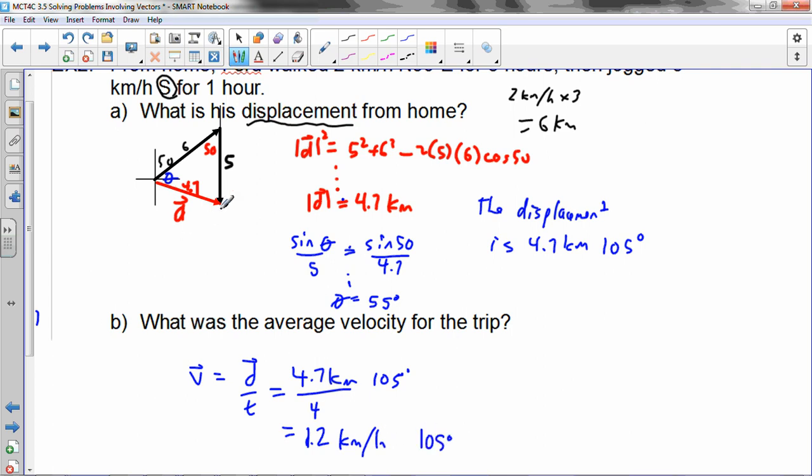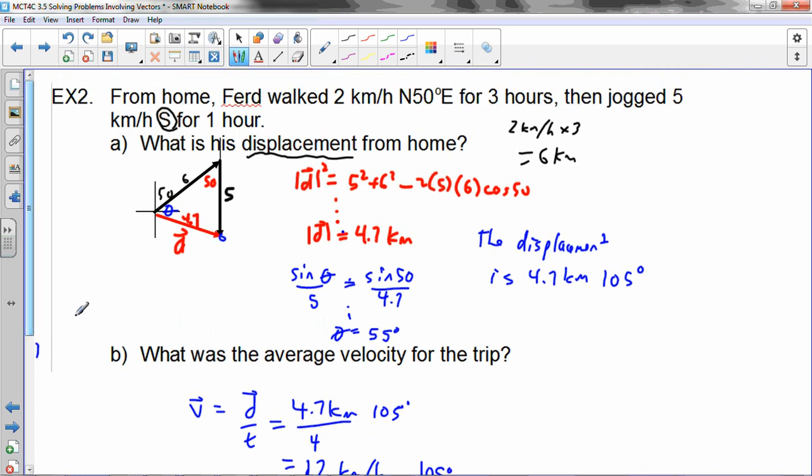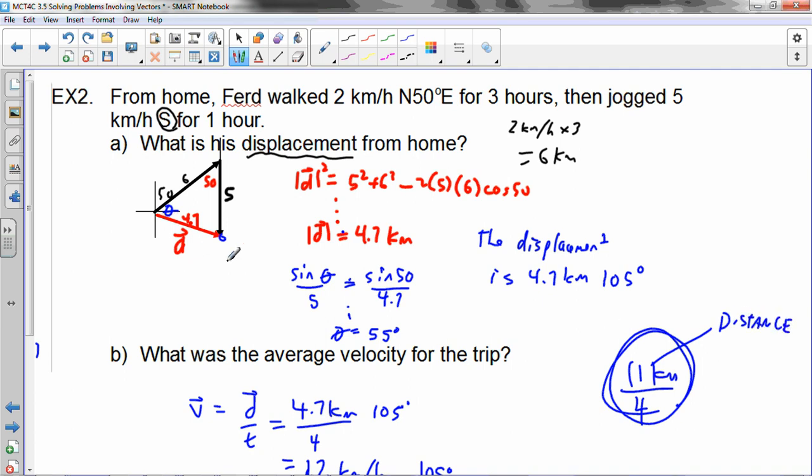So he could have got there, instead of walking this way and jogging this way, if he just moved at 1.2 kilometers per hour on that red bearing. That's his average velocity. Notice his average speed would be somewhere between these two, because he moved 11 kilometers in 4 hours. Right? So his average speed would be that, where this is the distance. It's different, isn't it? Average velocity and average speed.